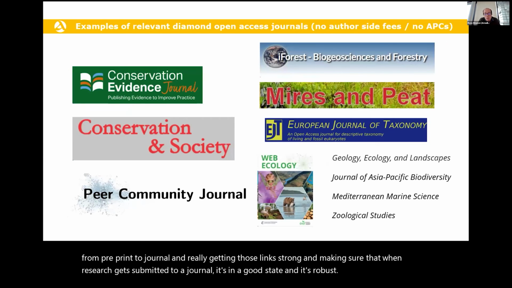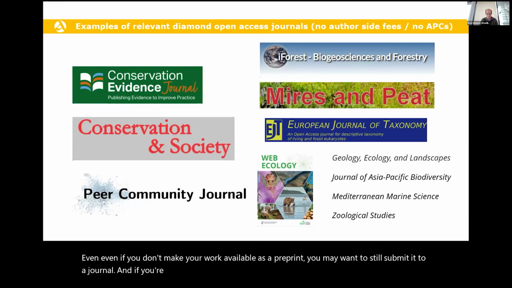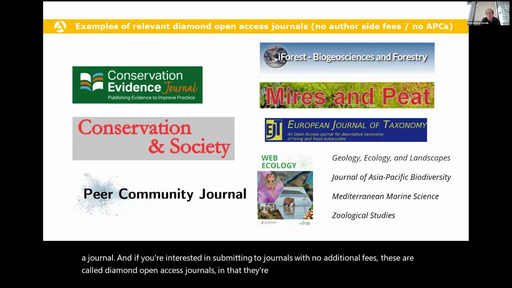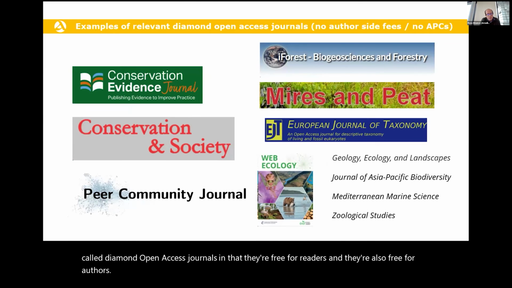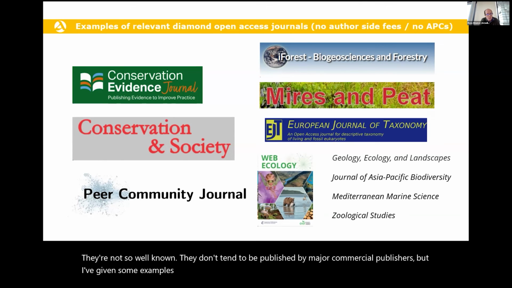Even if you don't make your work available as a preprint, you may want to still submit it to a journal. And if you're interested in submitting to journals with no additional fees, these are called Diamond Open Access journals, in that they're free for readers and they're also free for authors. They're not so well known. They don't tend to be published by major commercial publishers, but I've given some examples here. The Conservation Evidence Journal, Conservation and Society, iForest, Mires and Peat, European Journal of Taxonomy.